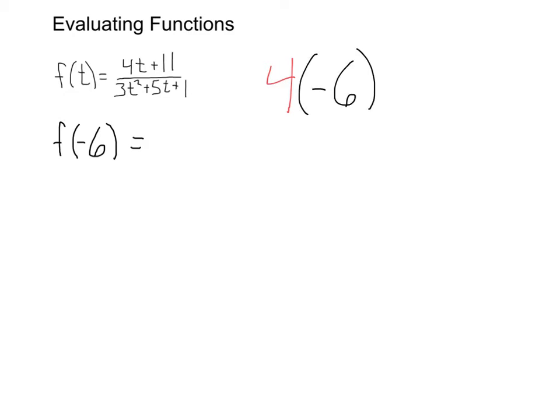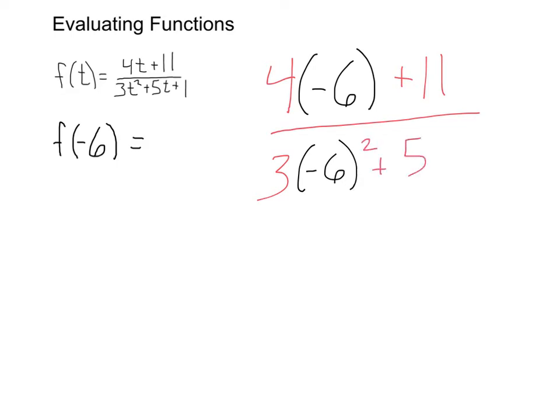So instead of 4t, I put 4 times negative 6. Then I have plus 11 all over 3. Instead of t, I put in negative 6 squared, plus 5 times, instead of t, negative 6, plus 1. Then you're just going to solve from there.